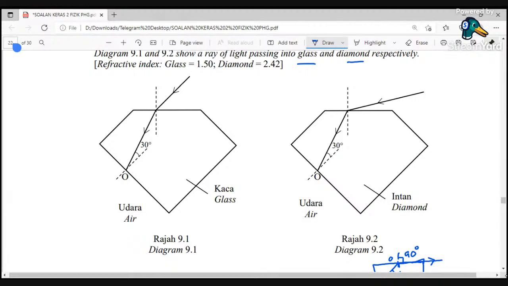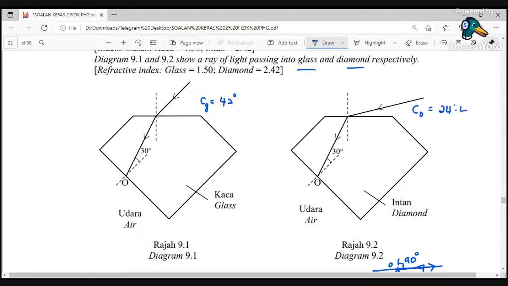So for the first one, glass, given critical angle ialah 42. Diamond, dia punya C, ini untuk glass, C untuk glass, ni diamond. Ialah 24.4, kita dah calculate tadi. Okay. Sekarang kita nak lukiskan light ray. Okay, so light ray travel from glass to air. Angle of incidence you can see ialah 30. So angle I equals to 30.